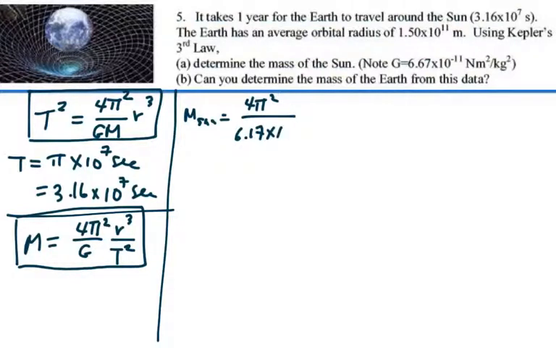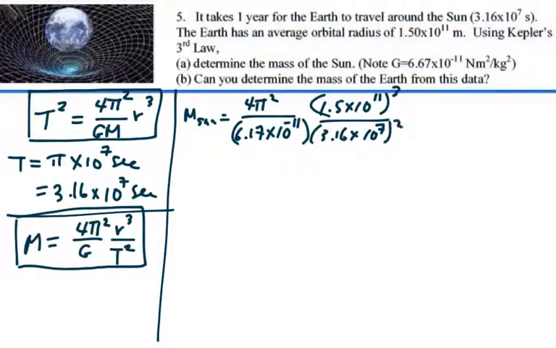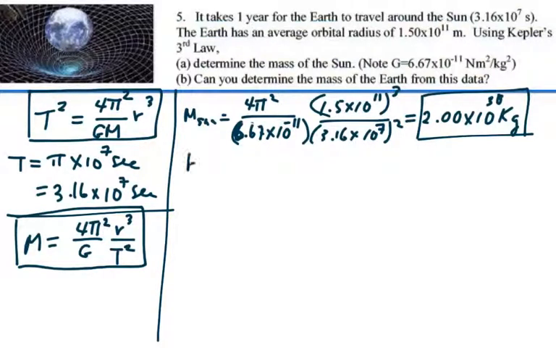So in this case, the mass of the Sun is equal to 4 pi squared over G, 6.67 times 10 to the minus 11. And then we have the radius of the Earth's orbit, 1.5 times 10 to the 11. We're going to cube that over the period of the Earth's orbit, 3.16 times 10 to the 7, that value squared, and this is equal to 2.00 times 10 to the 30 kilograms. 2.00 times 10 to the 30 kilograms is the mass of the Sun by Kepler's third law.